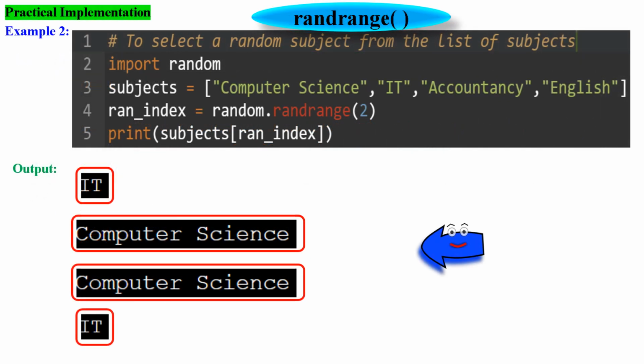Let's see another example. In line 2, the line import random imports the random module into our code. This module provides functions that allow us to work with random numbers, make random selections, and more. In line 3, we define a list called subjects that contains 4 different subjects as elements. Each subject is represented by a string. In lines 4 and 5, we use the randrange function from the random module. The randrange function generates a random number within a specified range. The first parameter, 2, specifies the ending point of the range, exclusive.